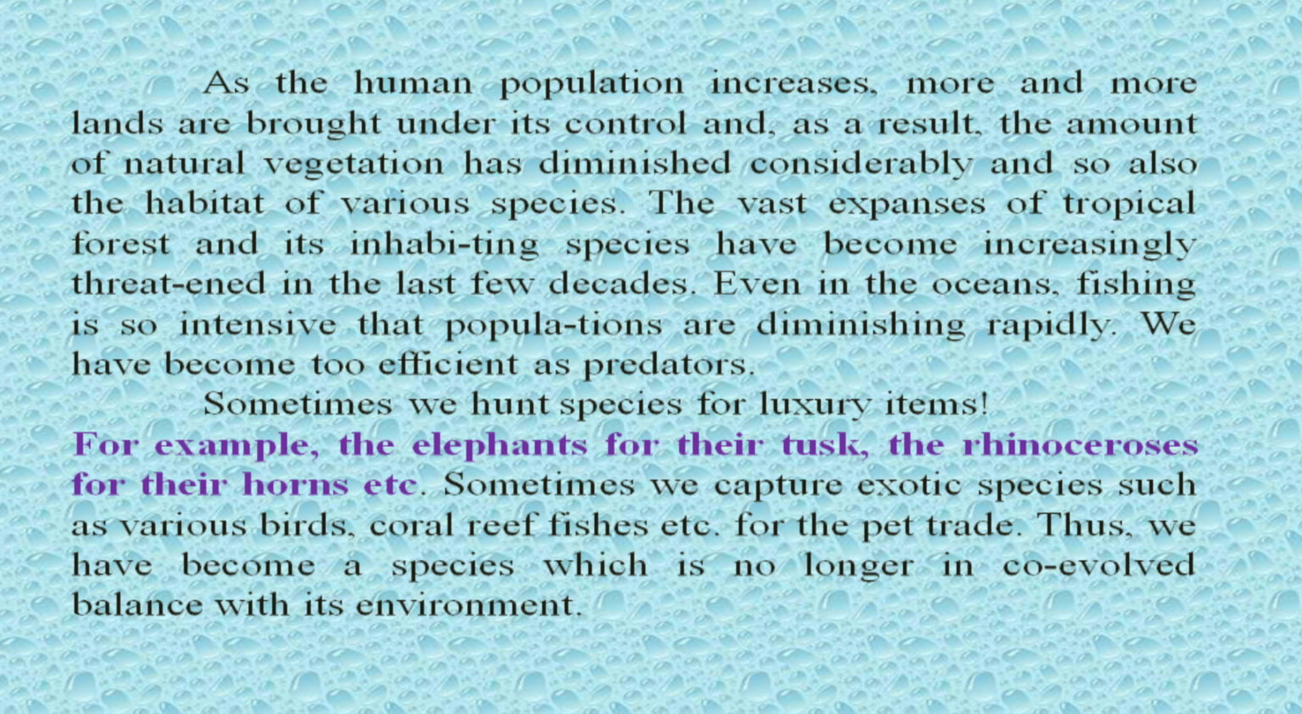Sometimes we hunt species for luxury items also. For example, the elephants for the tusk and the rhinoceros for their horns. They have some medicinal importance. So we lost these. Sometimes we capture exotic species such as various birds, coral reef fishes, etc. for the pet trade. Thus we have become a species which is no longer in co-evolved balance with its environment.